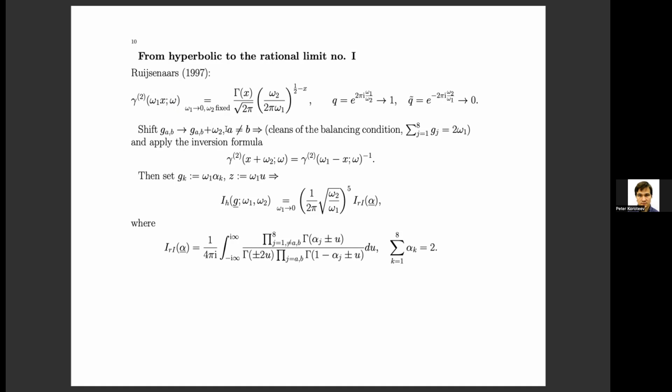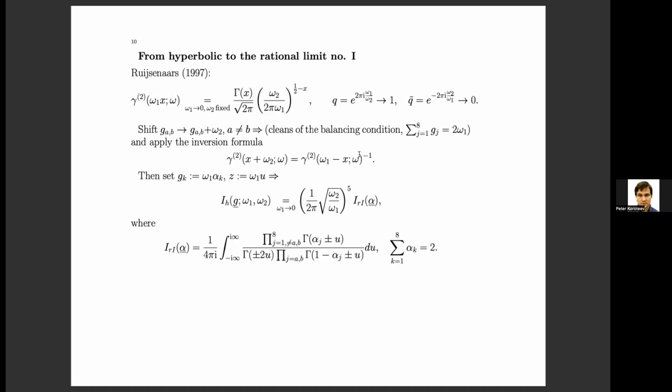Now, if I want to use this limit at the level of integrals and equations, I have to clean again the balancing condition, because omega 1 goes to 0, you cannot do it there in a straightforward way. So I have to get rid of omega 2 parameter from the balancing condition. So I shift now two parameters by omega 2. Then the balancing condition becomes normalized only to omega 1.